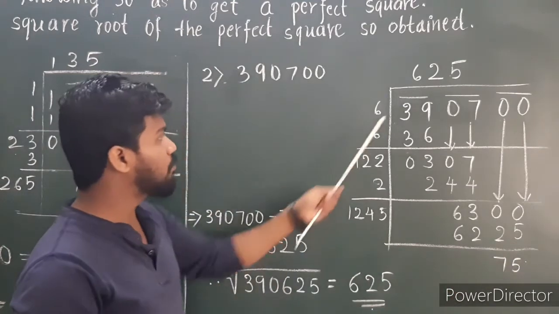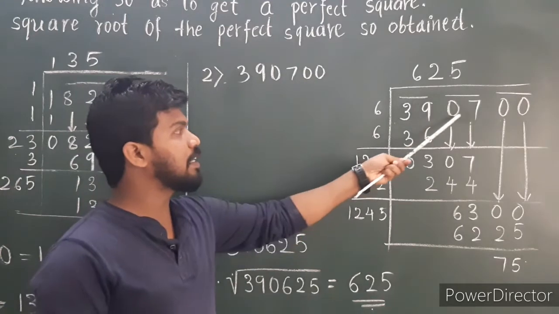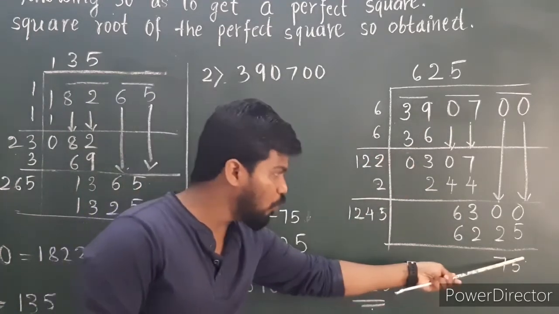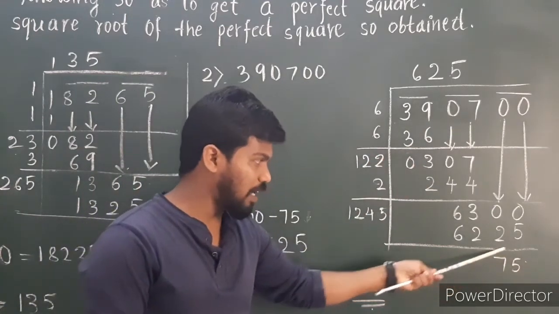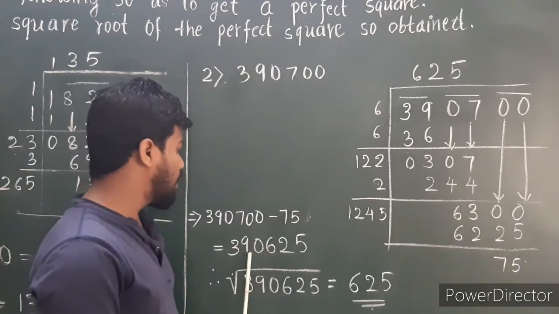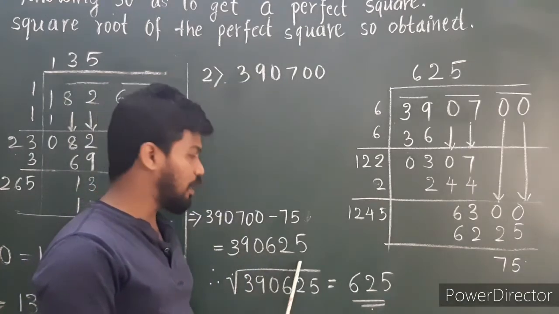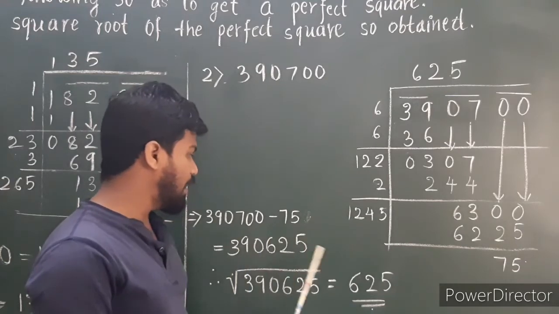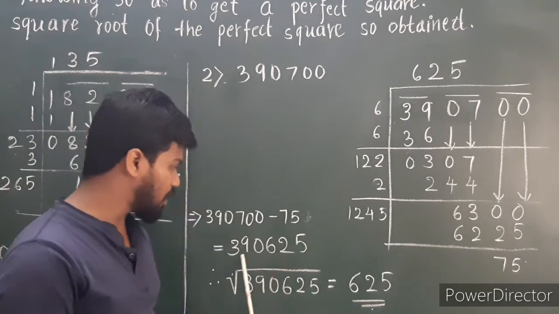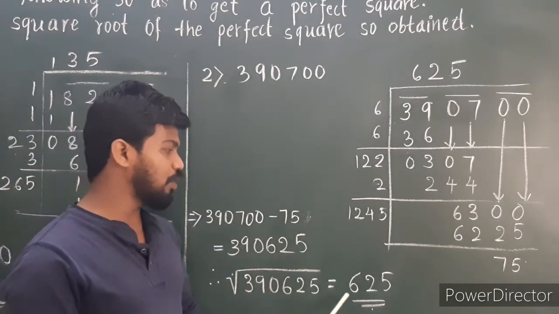So from 3,90,700, if you subtract 75, you get 3,90,625. So 3,90,625 is a perfect square and the square root of that one you get 625.